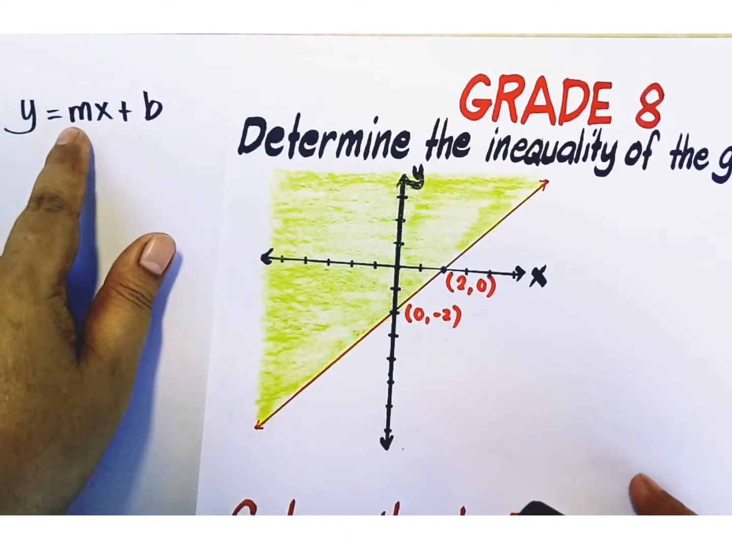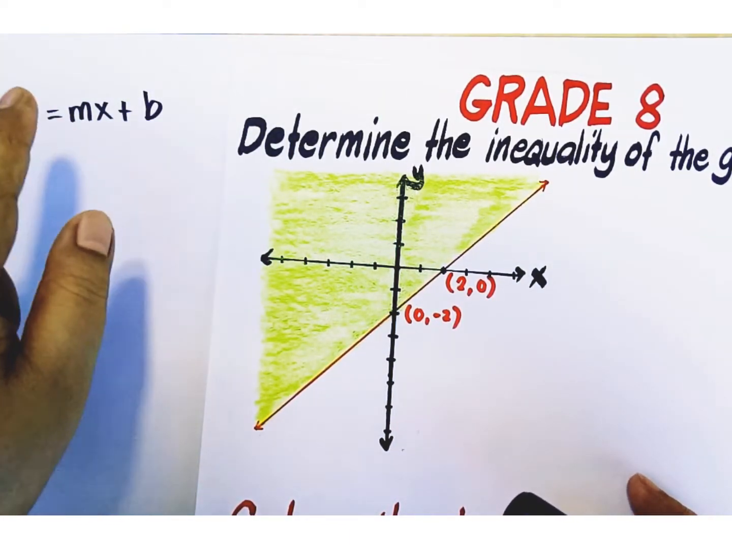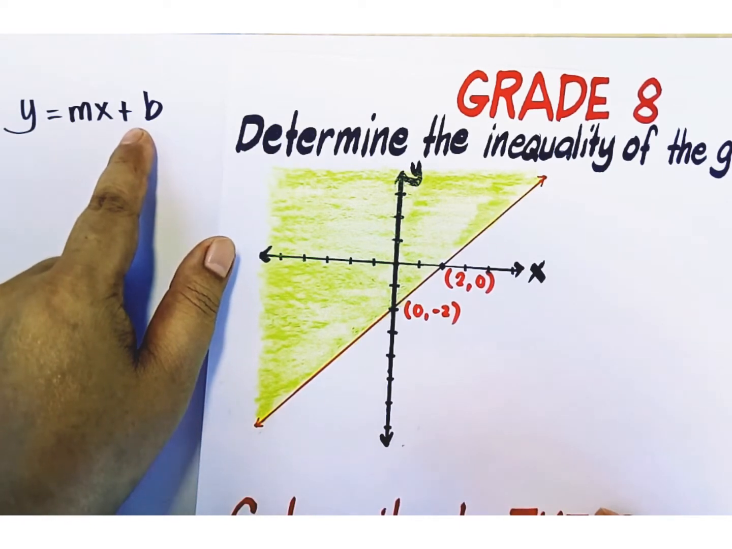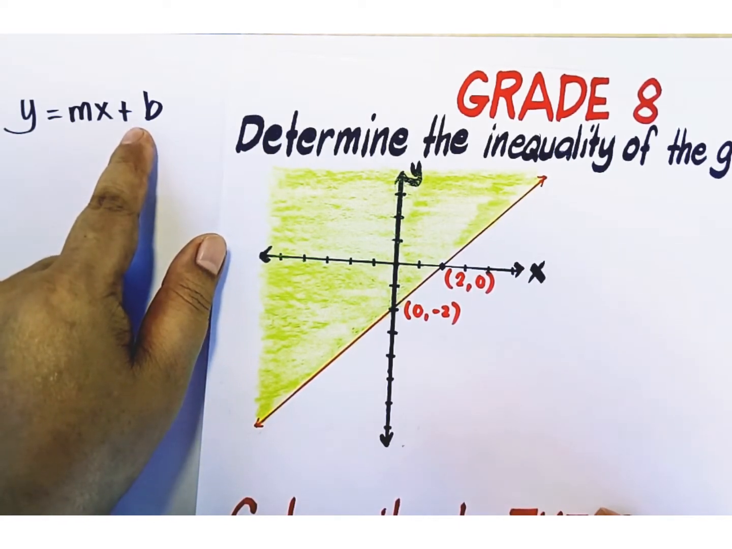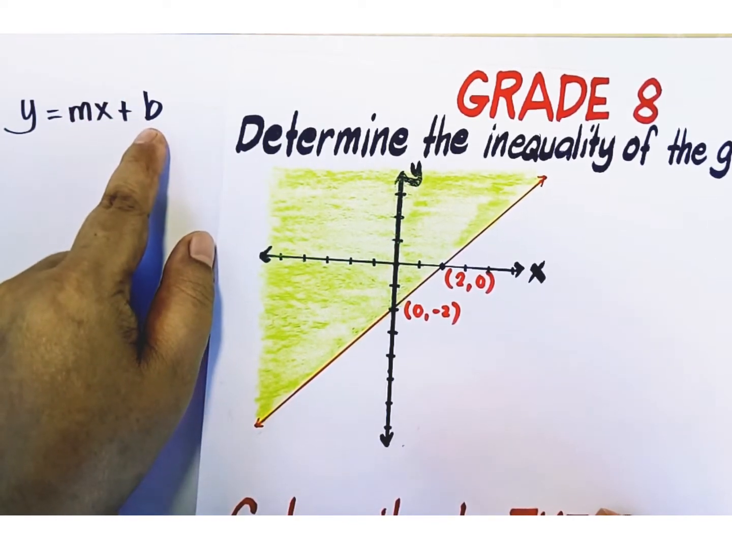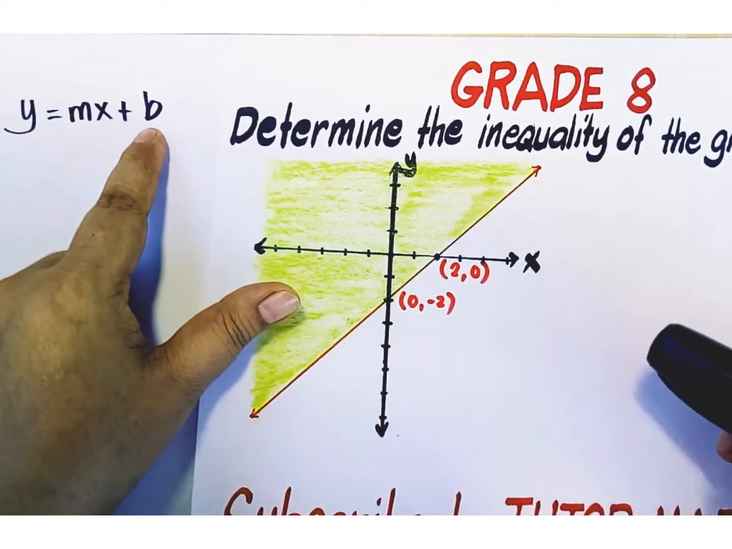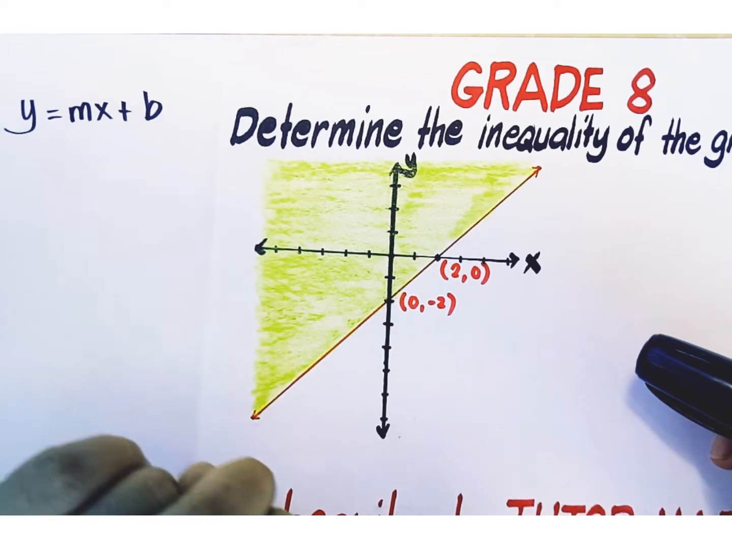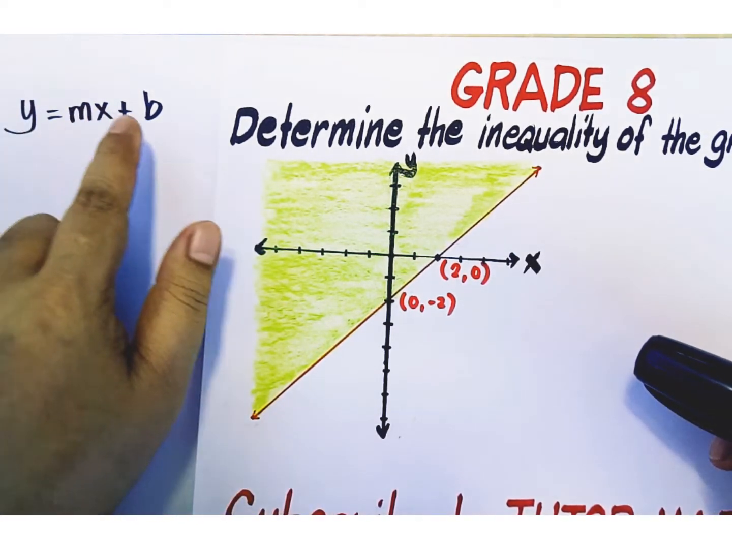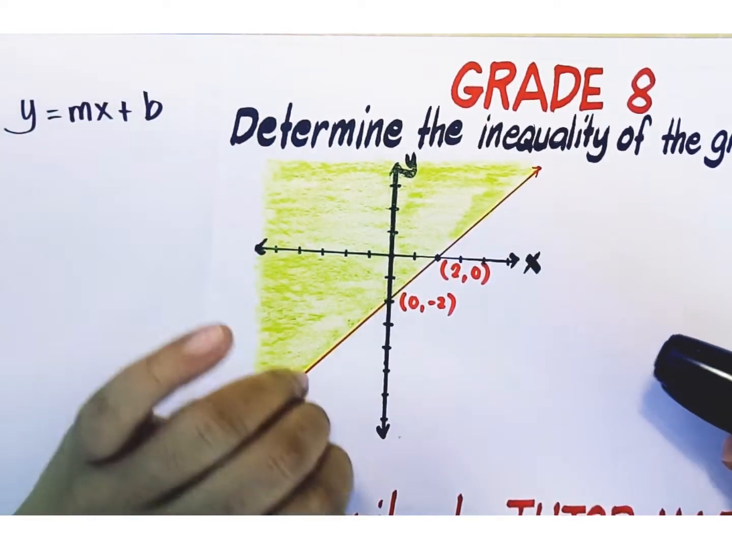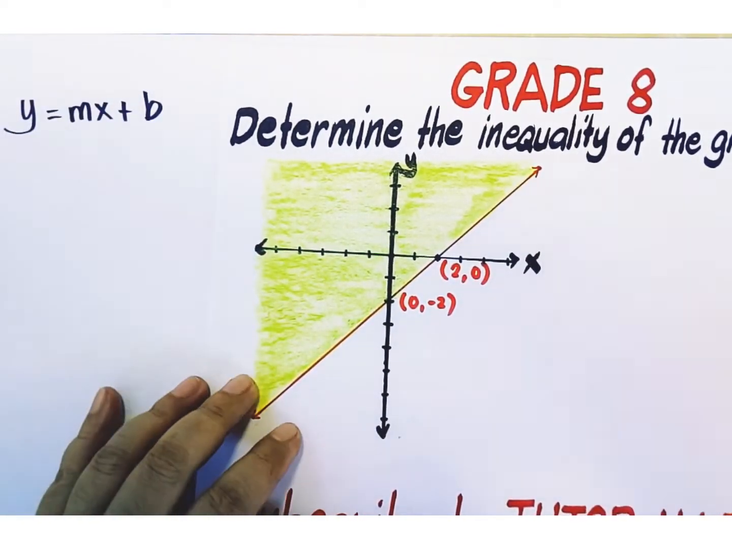M is the numerical coefficient of x, and it represents the slope of the line or the ratio of rise to run. B is the constant term of the slope-intercept form, and it represents the y-coordinate of the y-intercept of a line. When writing the equation of a line using the slope-intercept form, the two key values are the value of m and the value of b. Let's start with finding the value of b because this is very easy to spot.